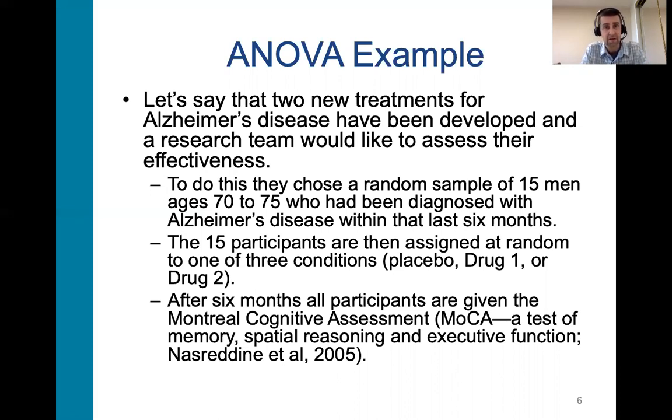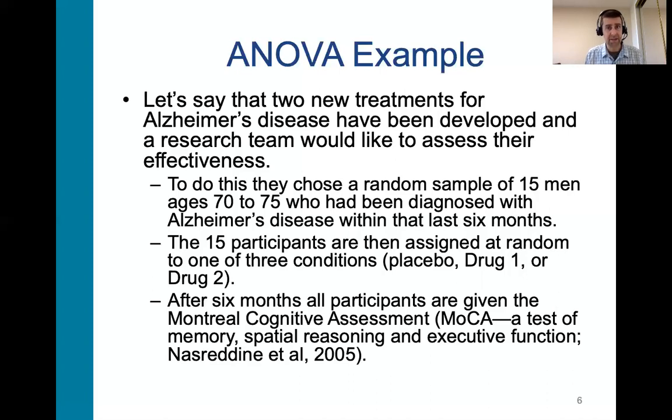These 15 men will be randomly assigned into 3 different conditions: a placebo group, the first drug, which we'll just call drug 1, and the second drug, which we'll just call drug 2. After they've been on their drug, or the placebo, for 6 months, they will then be given the Montreal Cognitive Assessment Evaluation, which really taps into cognitive ability through memory, spatial reasoning, and executive functioning.